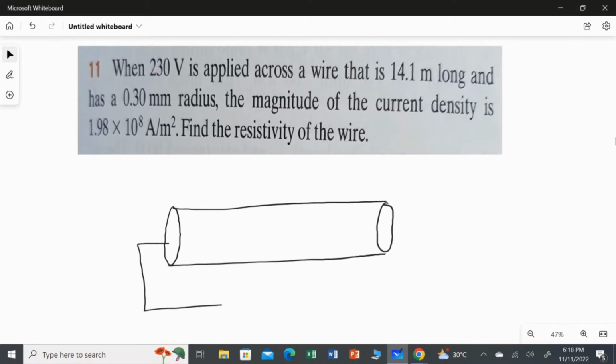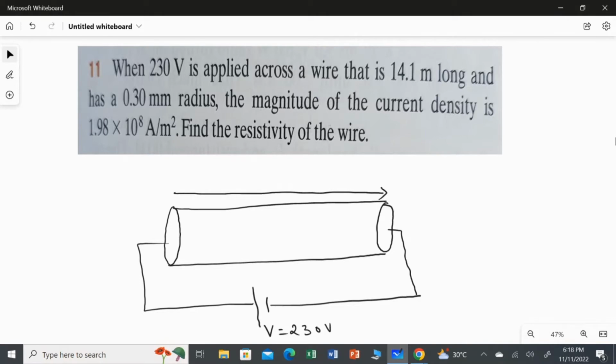That means voltage across the wire. How much voltage we are going to apply? 230 volt. Clear? So the voltage applied across the wire is 230 volt. And what is the length of the wire? The length of the wire is 14.1 meter, right? So the length is 14.1 meter long.